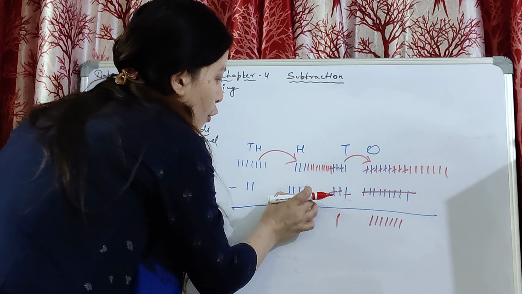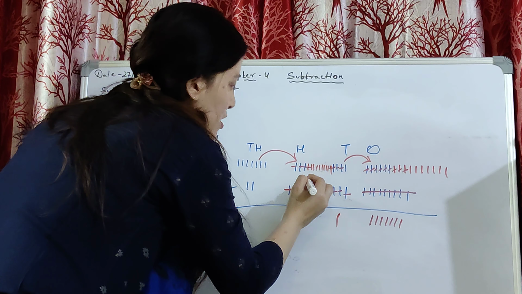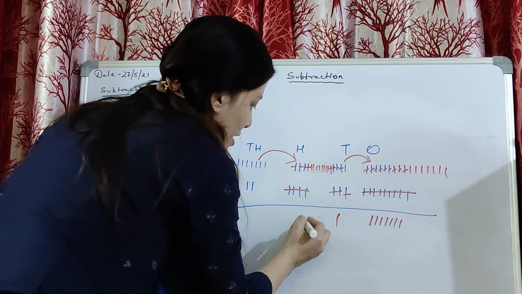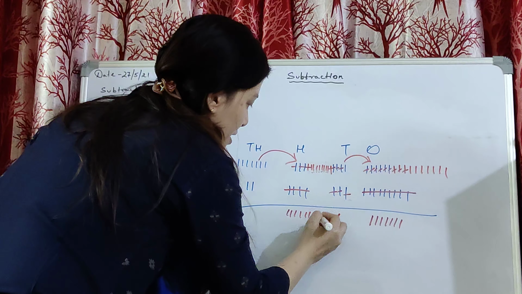10 more lines. 4. Here is 4. Cancel 4. 1, 2, 3, 4. कितना बचा? 1, 2, 3, 4, 5, 6, 7, 8, 9. You will be left with 9.